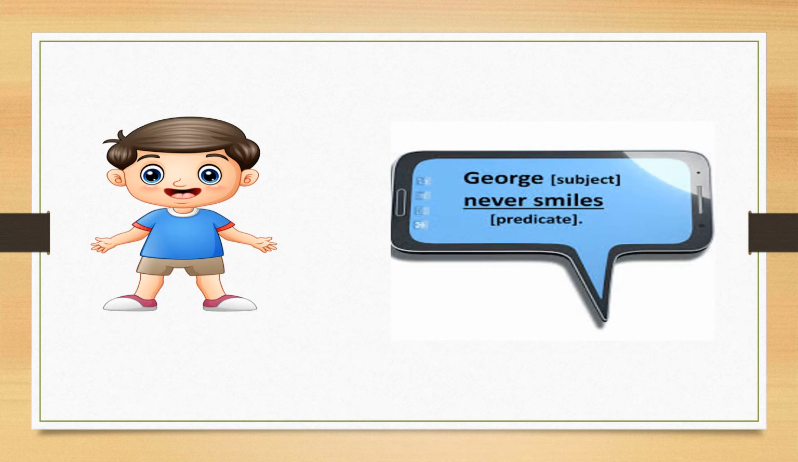Look at the boy in this example who is standing without a smile on his face. His name is George. George is a noun and it becomes the subject because we are speaking about George. And what is the telling part of the sentence? What is it he never does? He never smiles. Never smiles becomes the predicate.